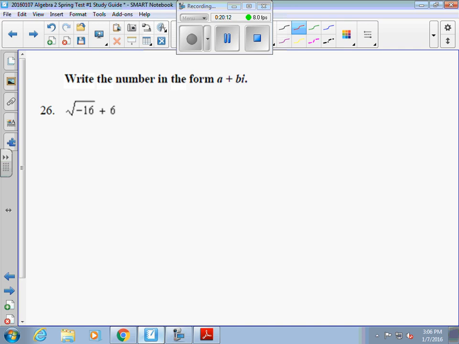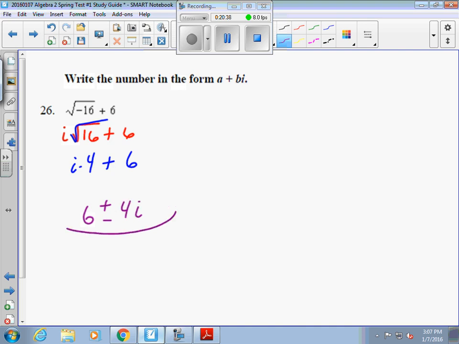Number 26 says write the number in the form a plus bi. Undo the square root of negative 16 by taking the negative out, multiplying it by i. So you have the square root of 16 plus 6. The square root of 16, or what number times itself, is 4 times i. If we rewrite this to make it look a little bit neater, it'll be positive 6 plus or minus 4 times i.